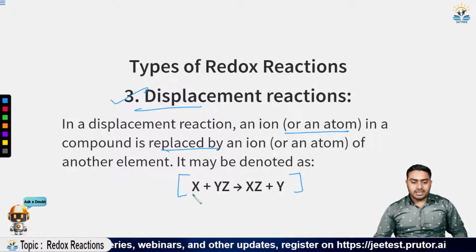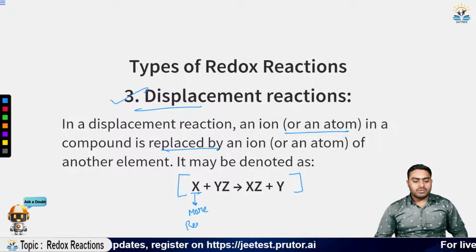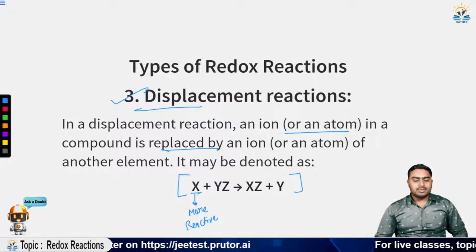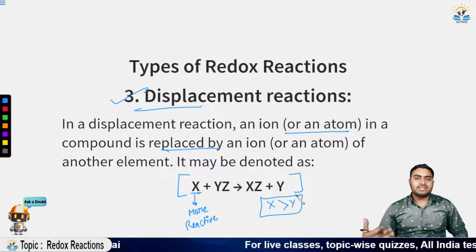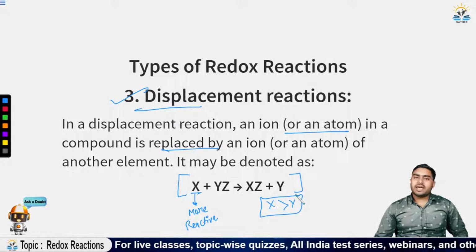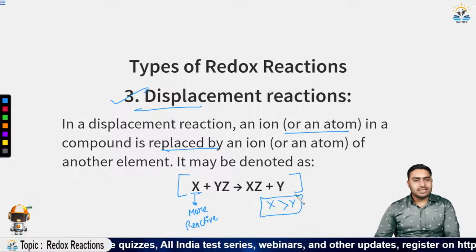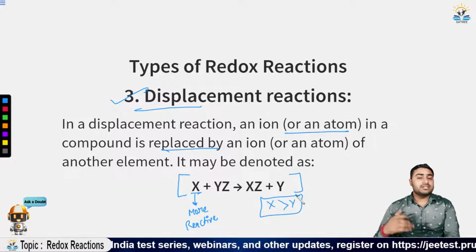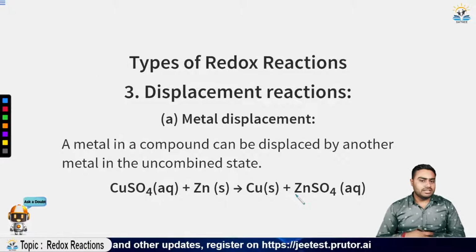So you can see here X is more reactive than Y. That's why X is able to displace this Y from this YZ compound. So X plus YZ gives XZ plus Y. This is called displacement reaction, or simply single displacement reaction. Displacement reactions are further of two types: the metal displacement reactions or non-metal displacement reactions.